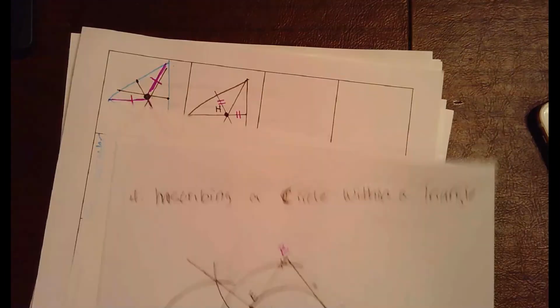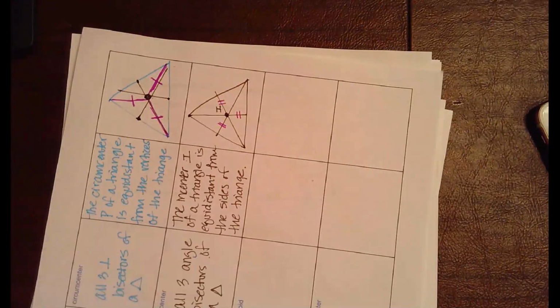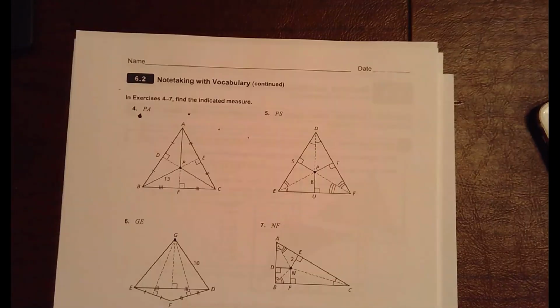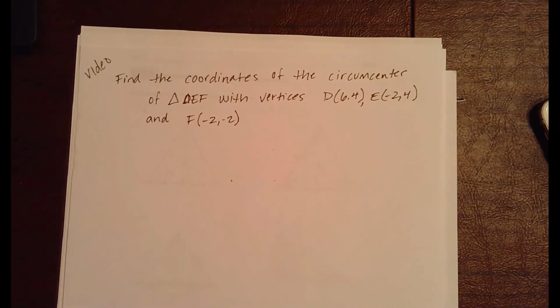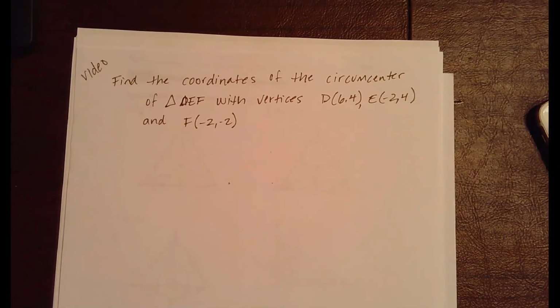All right, so next what we're going to be talking about is how to actually find the coordinates. There were a couple different things that I want you to be able to do with this. What we're going to do is I want you to write down this question. It says, find the coordinates of the circumcenter of triangle DEF with vertices, and I gave you D is the point (6, 4), E is the point (-2, 4), and F is the point (-2, -2).